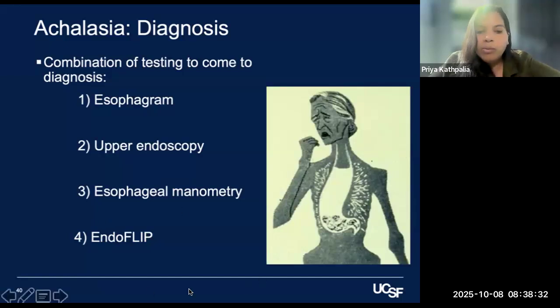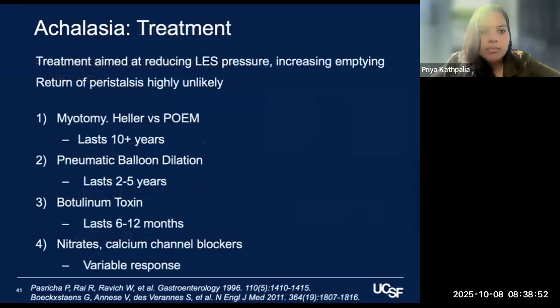And then EndoFLIP we will discuss briefly today, but it's a helpful test when manometry is inconclusive, or maybe you have outflow obstruction, peristalsis is normal, but you're still suspecting some sort of evolving achalasia pattern. Then EndoFLIP can be helpful. The treatment is aimed at reducing LES pressures, increasing emptying of the esophagus.